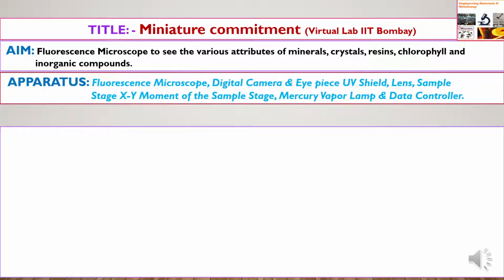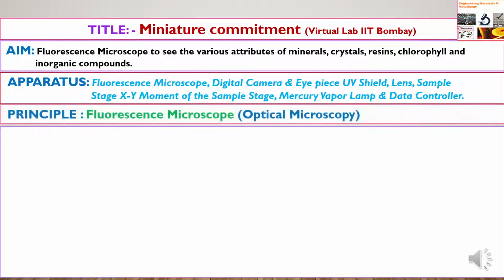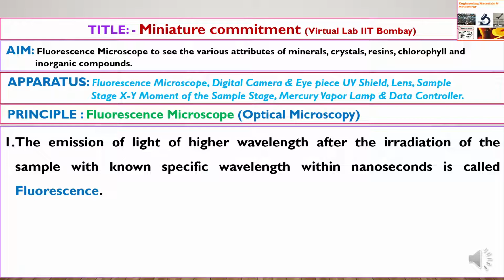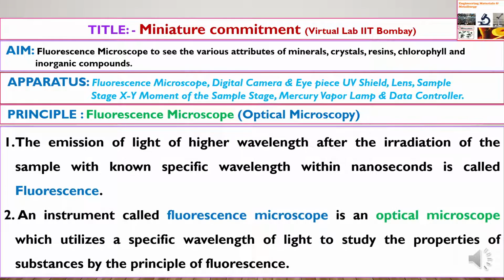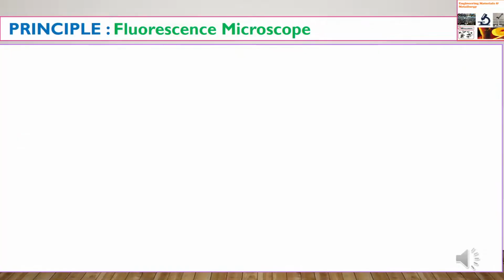Principle: fluorescence microscope. The emission of light of higher wavelength after the irradiation of the sample with known specific wavelength within nanoseconds is called fluorescence. An instrument called fluorescence microscope is an optical microscope which utilizes a specific wavelength of light to study the properties of substances by the principle of fluorescence.